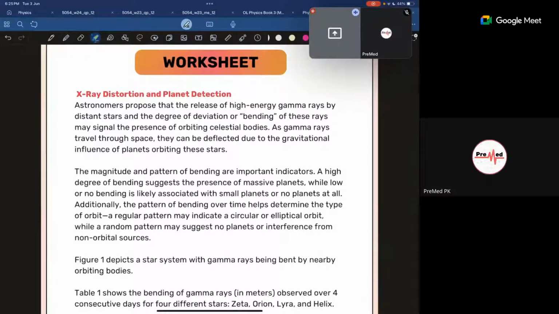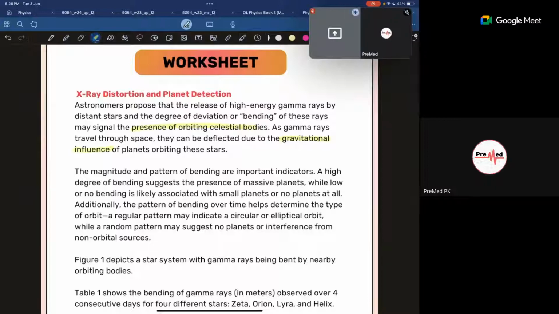Astronomers propose that the release of high energy gamma rays by distant stars and the degree of deviation or bending of these rays may signal the presence of orbiting celestial bodies. So, this basically means that high energy gamma rays are being deviated, and this deviation shows the presence of orbiting celestial bodies. As the gamma rays travel through space, they can be deflected due to the gravitational influence of planets orbiting these stars. So, this tells us that it is the gravitational influence of these orbiting celestial bodies that is causing gamma ray deviation. So, gravitational influence is the main thing over here.